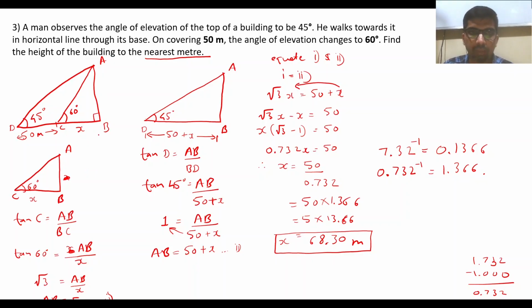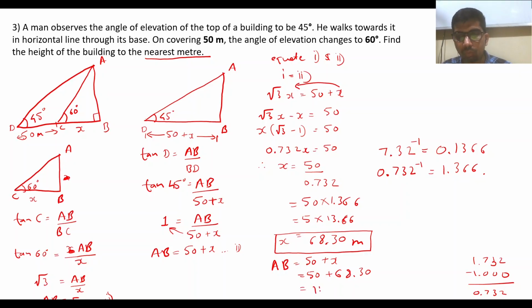We want to find the height of the building. So you have to find AB. Either you can do AB over here or you can do AB over here. You have to see whether adding is easy or multiplying is easy. Obviously adding is easy. Whatever answer you get, just add 50 over here. So AB is 50 plus x, and the value of x is 68.30. Just add.